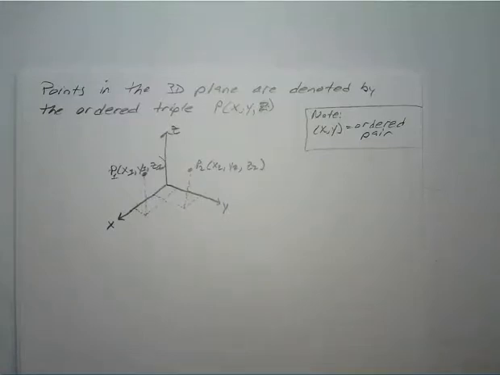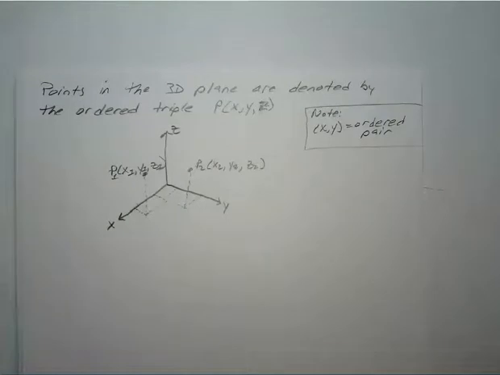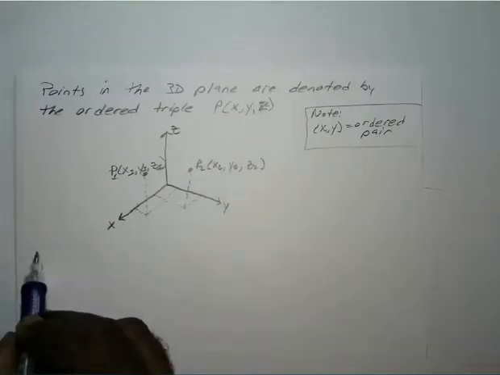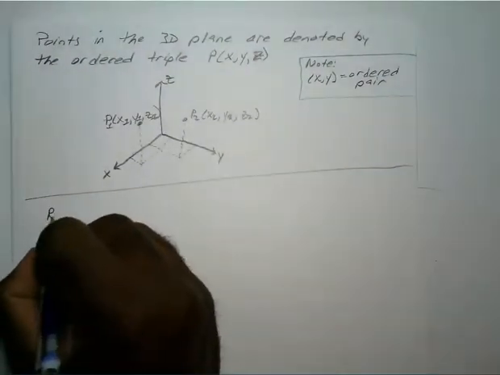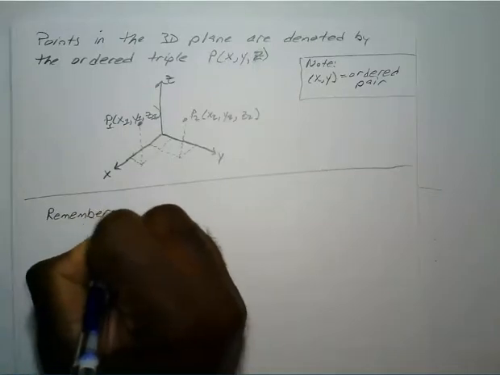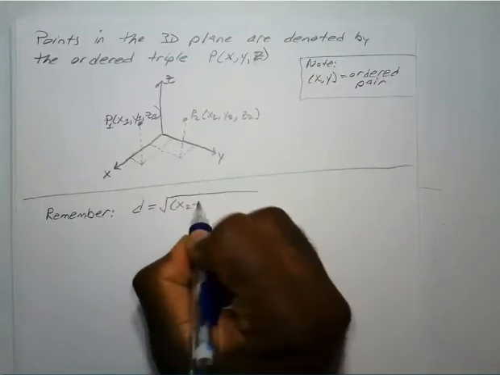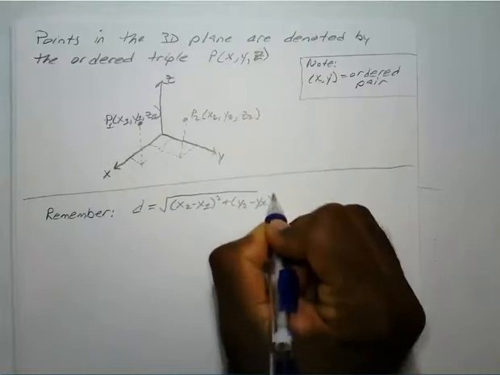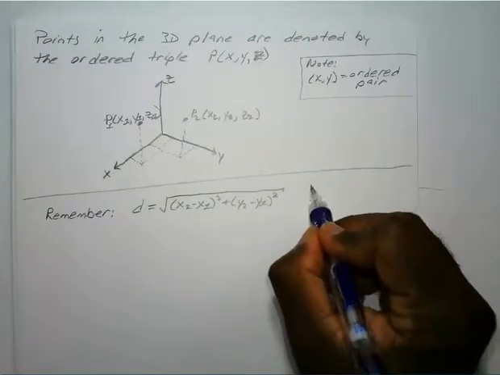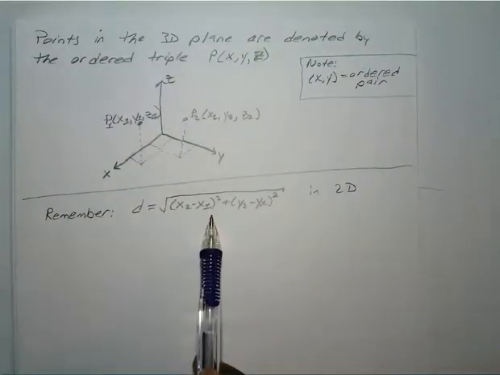Okay, now why do we do that? Because what if we wanted to find the distance between those 2 points? Well, let's look at what we know already. If you remember, the distance equals the square root of x2 minus x1 squared plus y2 minus y1 squared in 2 dimensions. So in your 2D formula, this is what you use to find the distance.